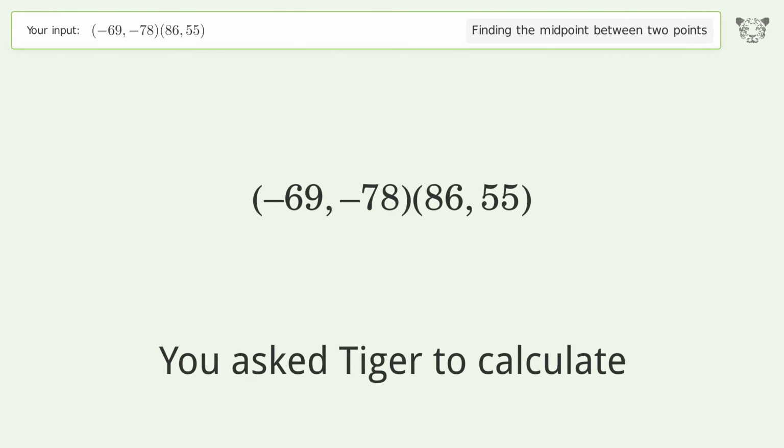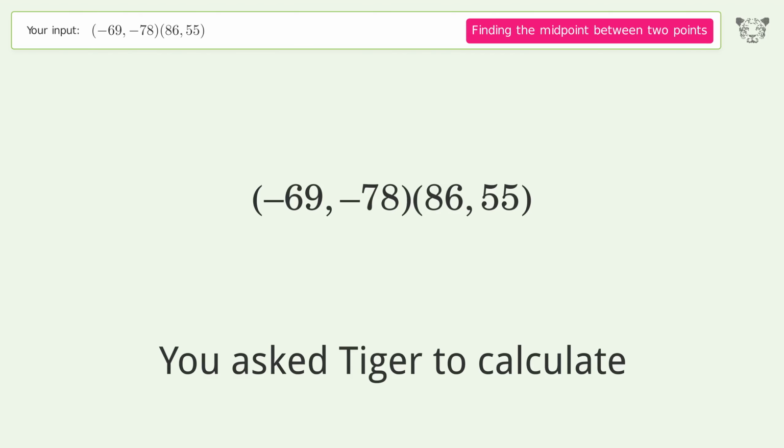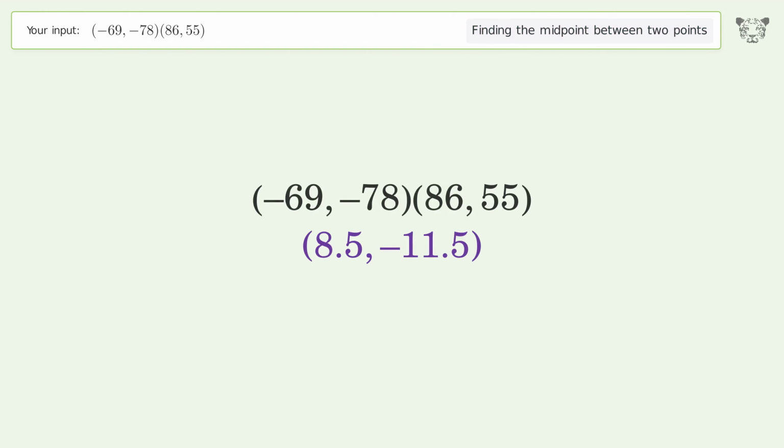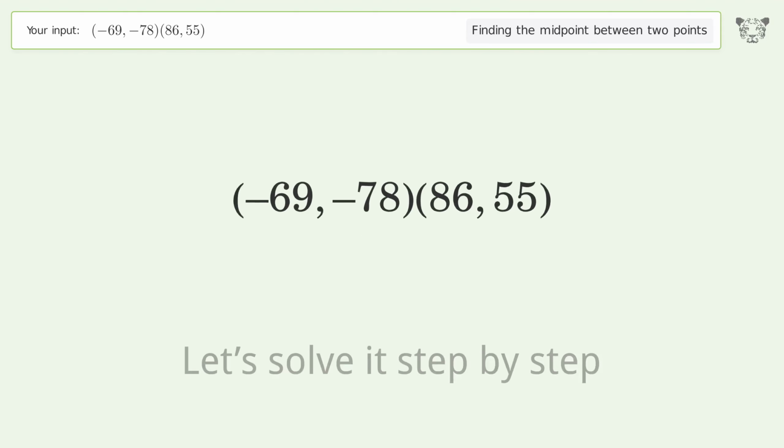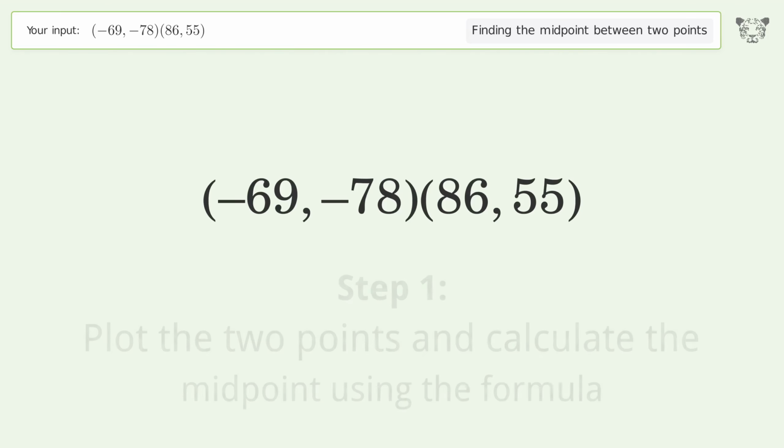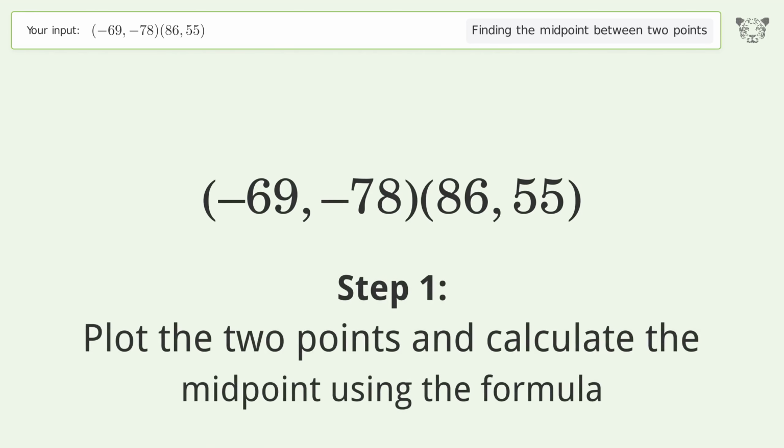You ask Tiger to calculate. This deals with finding the midpoint between 2 points. The midpoint between the 2 points is 8.5, negative 11.5. Let's solve it step by step. Plot the 2 points and calculate the midpoint using the formula.